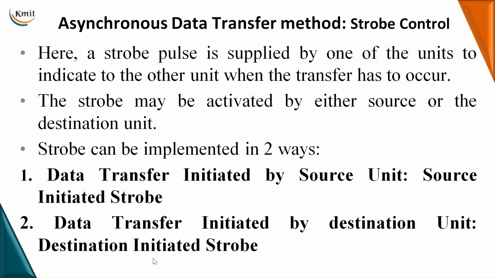The strobe can be activated by either a source unit or a destination unit. If it is initiated by the source unit, we call it a source initiated strobe mechanism. And if the transfer is initiated by the destination unit, we call it a destination initiated strobe mechanism.